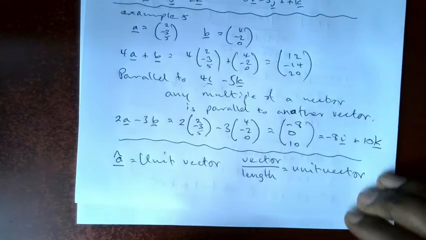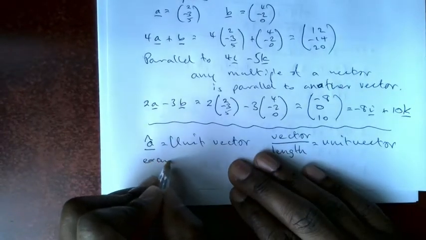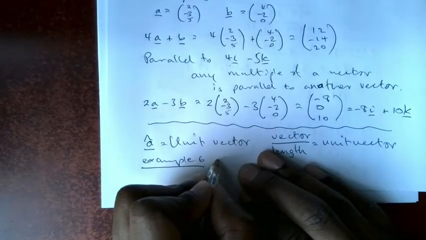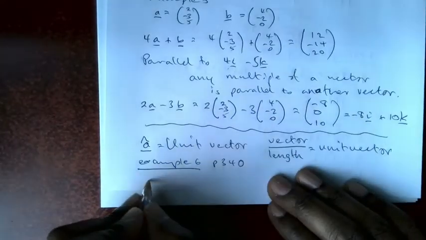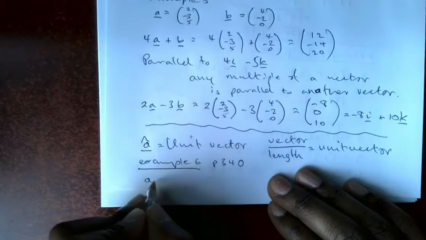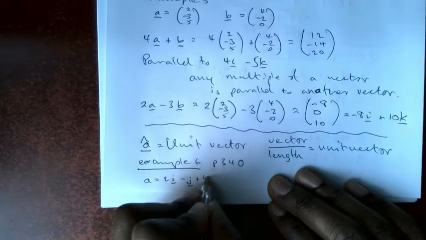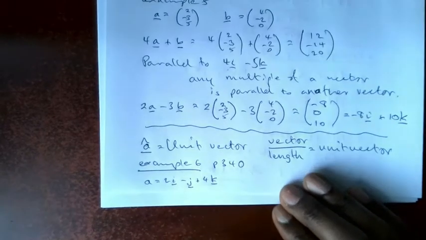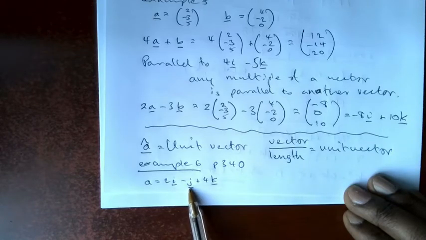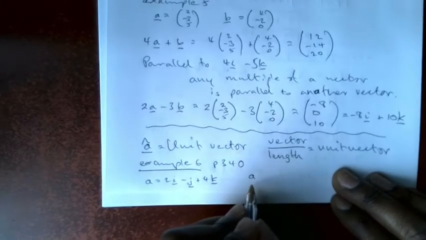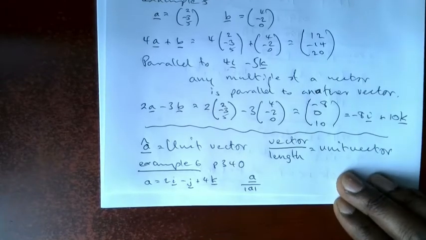Yeah, and you'll see in example 6, and this is on page 340, we've got this vector A, which is 2i minus j plus 4k, and we want a unit vector. So we're going to preserve its direction, but we're going to divide it by something. So basically, there's the vector. Let's divide it by its length, so we can write it like that.